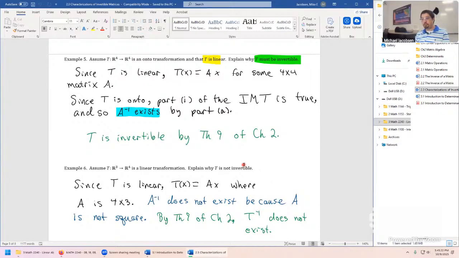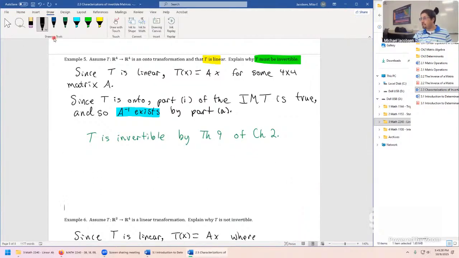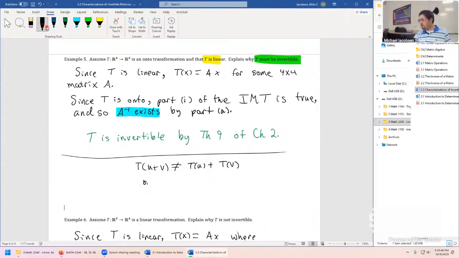Oh, I see what you're saying. So to prove nonlinearity as an exam question, you've got to show that either T at u plus v is not equal to T at u plus T at v, or show that T at c times u is not equal to scalar c times T at u, or the other one you were mentioning, show T at the zero vector is not equal to the zero vector. So if one of these fails, then that would be a good try right there.